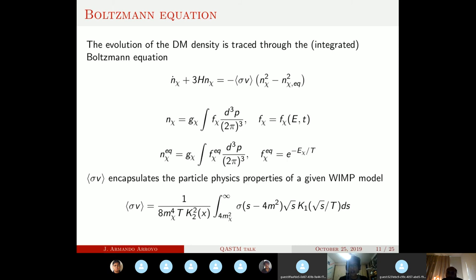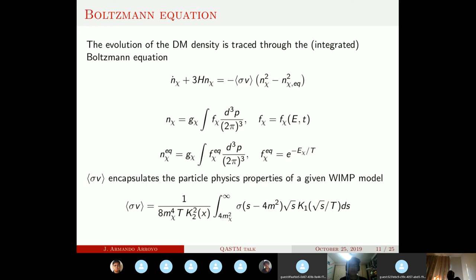But here, with everything in equilibrium, this is just like the evolution of the number density, which is just the phase space density integrated over all this phase space. And of course the assumption here is that it's in an isotropic homogeneous universe, so it's only going to depend on the energy and time, and the equilibrium one can be approximated through Maxwell-Boltzmann, because one can assume that when the dark matter freezes out, it's going to be non-relativistic. So yeah, one can make the approximation.